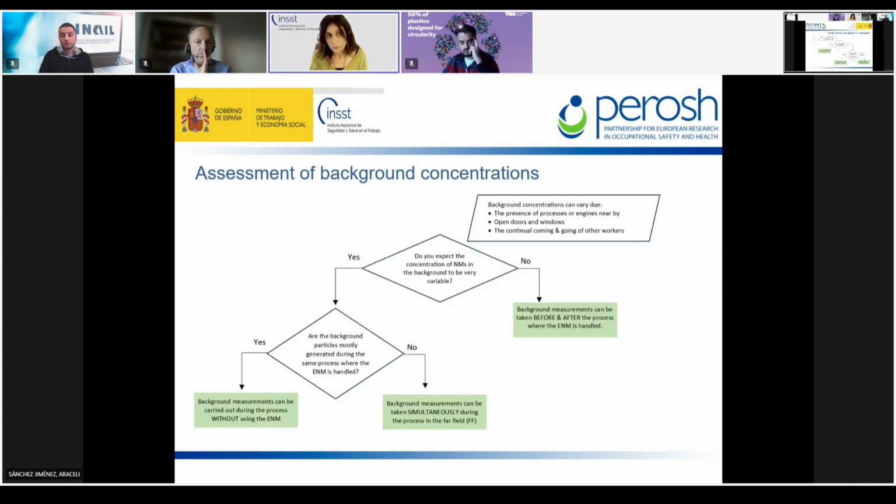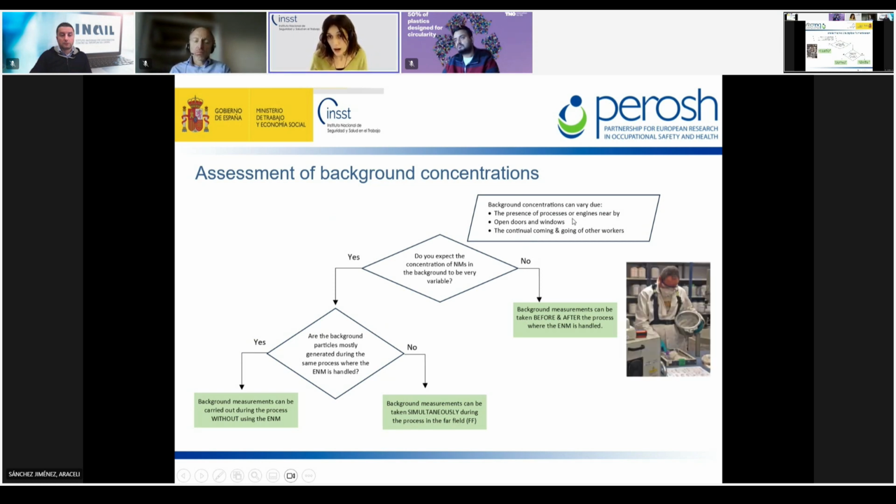So we're gonna use this flow diagram to aid occupational health professionals to select the type of background. The first question here is whether you have a background concentration that could be very variable. And when is it going to be very variable? When you have other processes, when there are open doors and windows, when there is a lot of movement of workers. If you do not have these processes, like for example in a research lab, where most of the peaks are going to come from the use of the nanomaterial, then you can measure before and after and use that as your background.